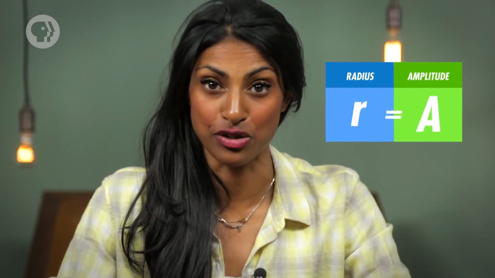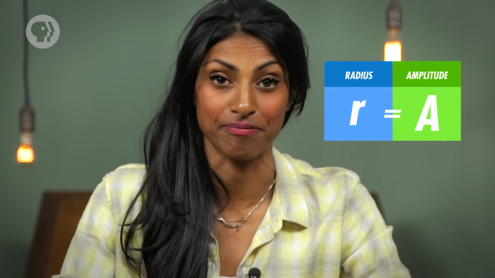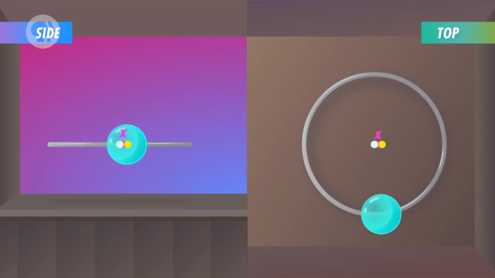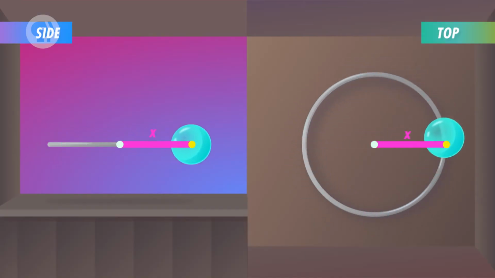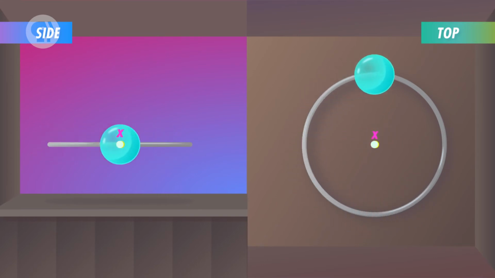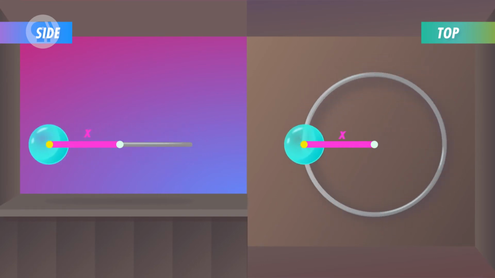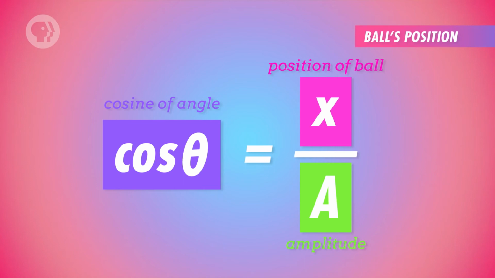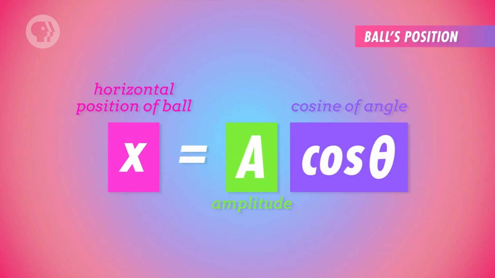We already know that the radius of the ring is the same as the amplitude of the ball's motion along the spring. And if you turn the ring so it looks like a line again, you can see that the marble's horizontal distance from the centre of the ring is the same as the ball's distance from the equilibrium point. So the cosine of theta is equal to the ball's position divided by its amplitude. In other words, the ball's position is equal to the amplitude times the cosine of the angle. And we can simplify this equation too.